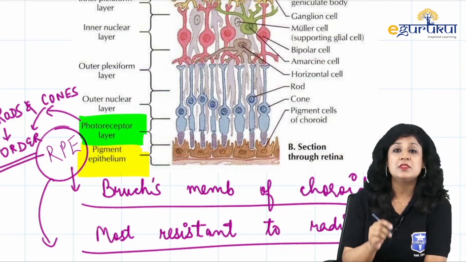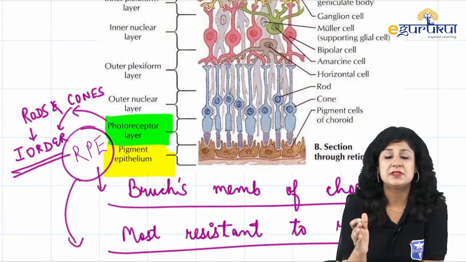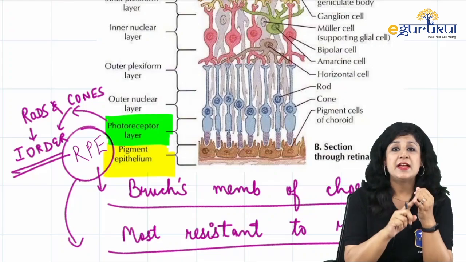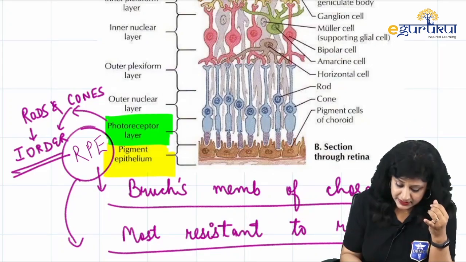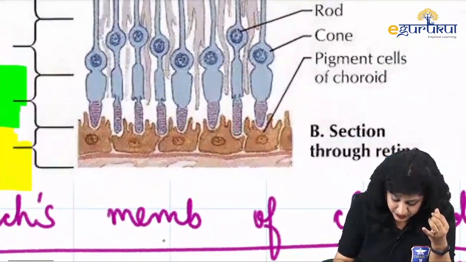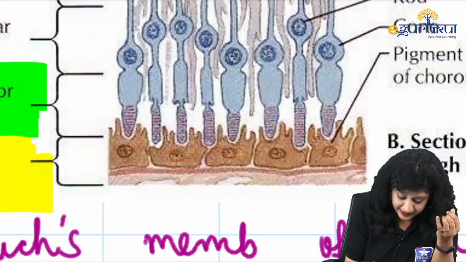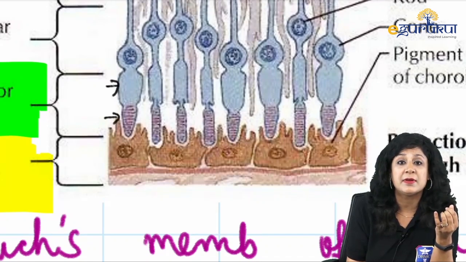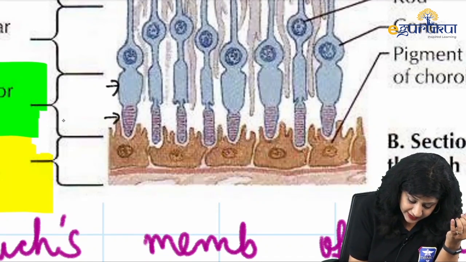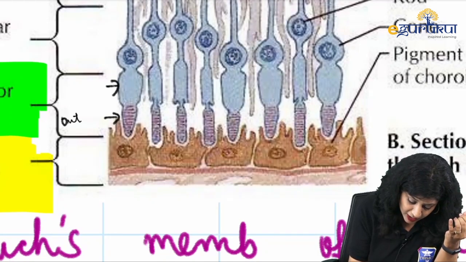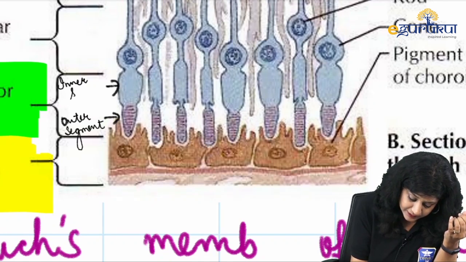Okay, the rods and cones are now accepted as the first order neurons. So this layer of the photoreceptors actually contains what? If you see here, this layer of the photoreceptors contains these segments. Can you see these segments here? Towards the outer side, this is your outer segment, and towards the inner side, this will be your inner segment.